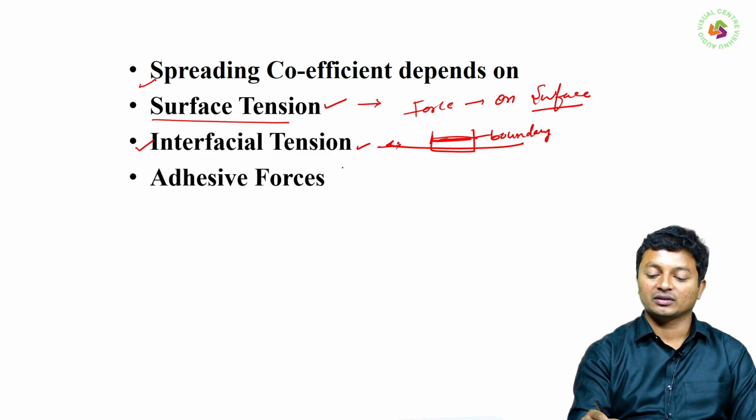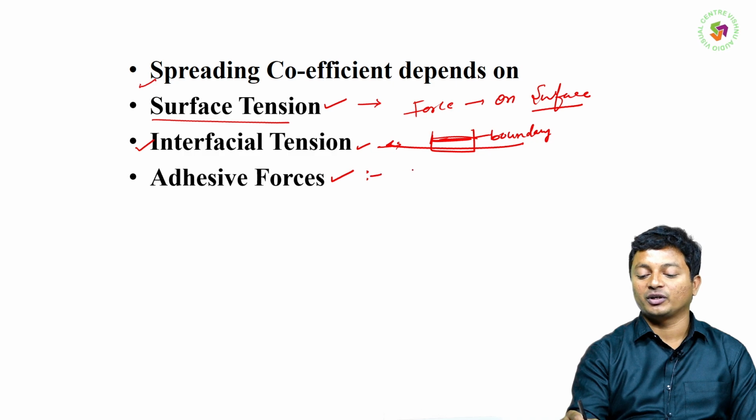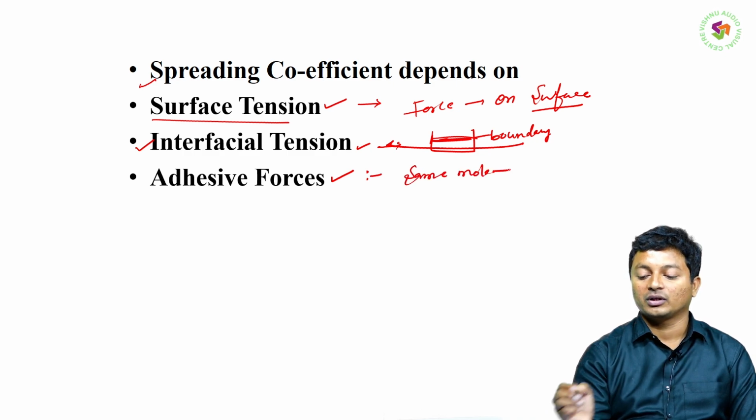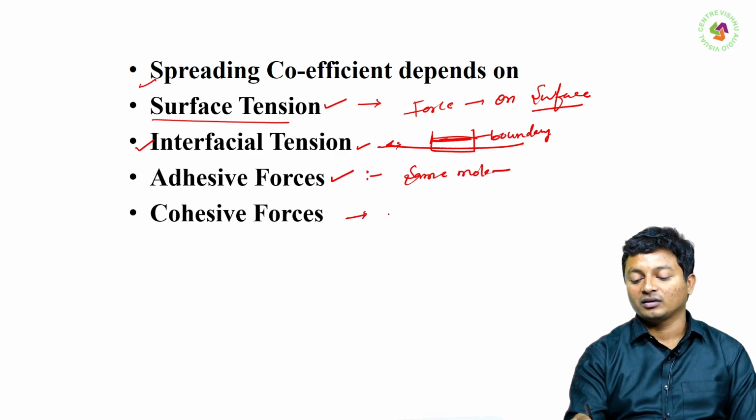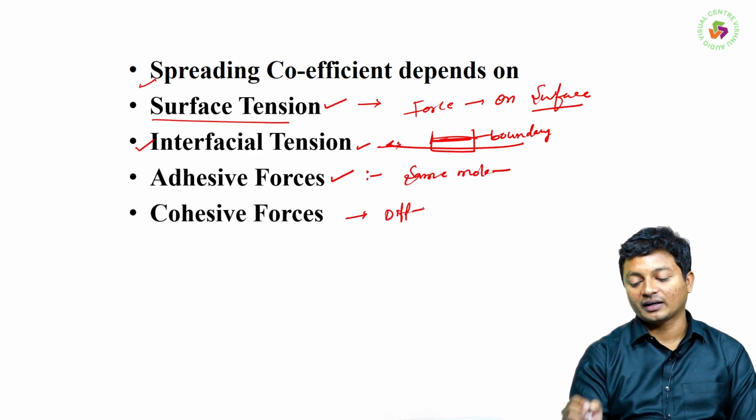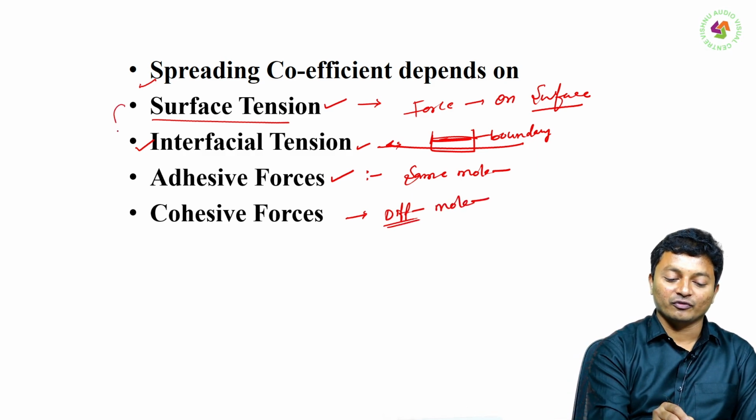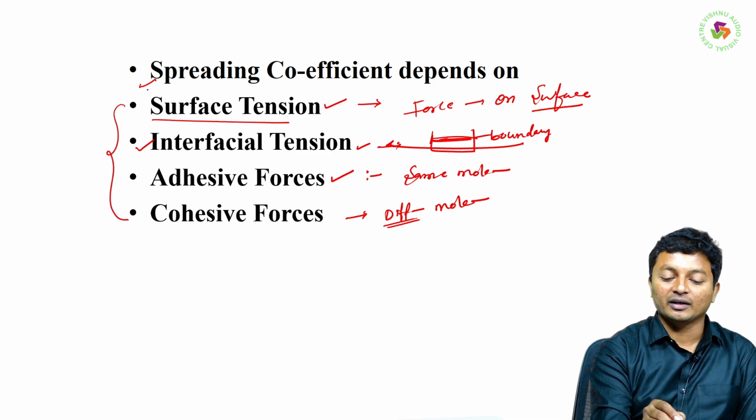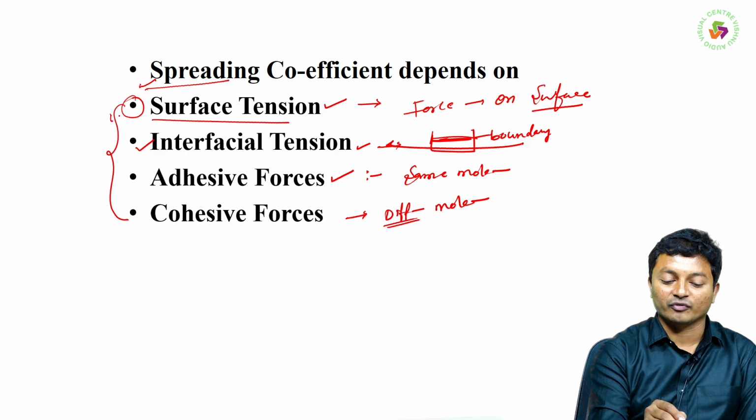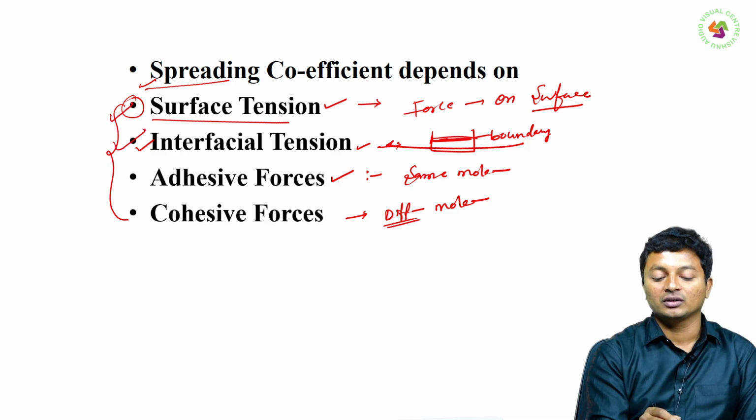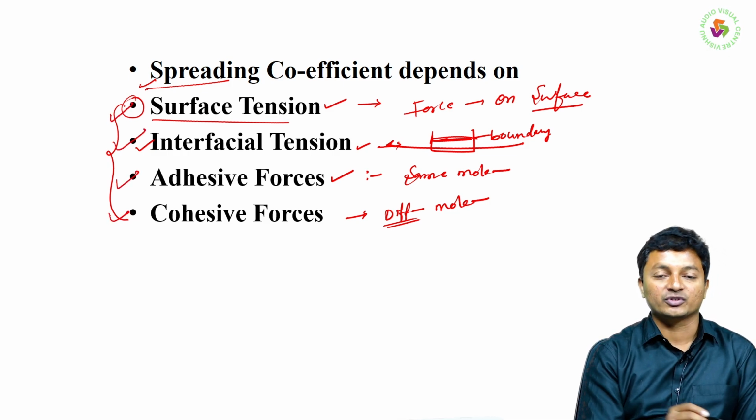Adhesive forces: the attraction forces between two different molecules, that is adhesive force. Cohesive force: this is the attractive force between two same molecules. So the spreading coefficient mainly depends on the following factors: surface tension, interfacial tension, adhesive forces and cohesive forces as well.